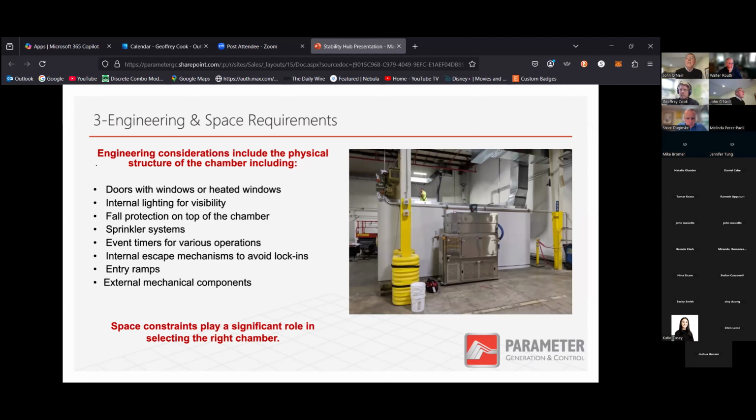Event timers for various operations. Again, ramp and dwell times. Do you need ramp and dwell times? Does your vendor provide the programmability to automate those ramp and dwell times?